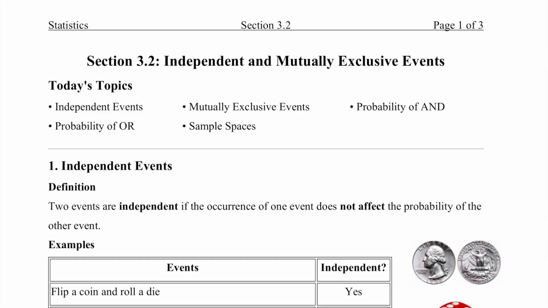Here's the big question we're trying to answer. What happens to probability when two events occur together? To answer that question, we'll start with a very important idea called independent events. And we'll learn how independence allows us to calculate probabilities involving the word "and." Let's get started.